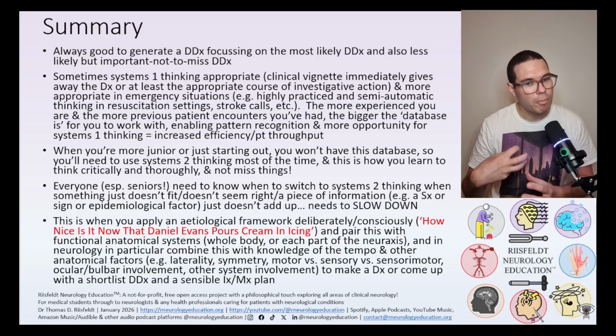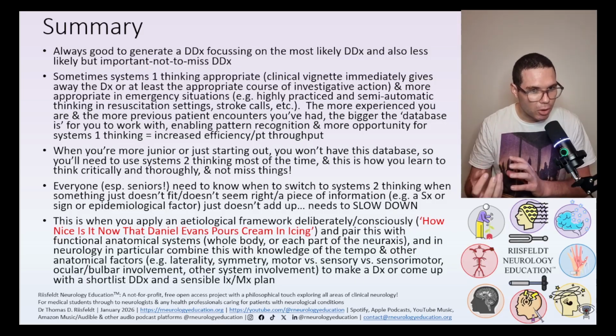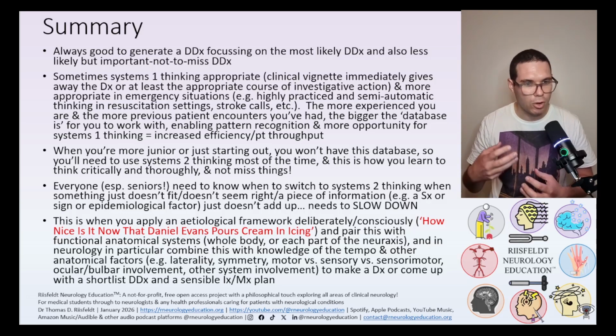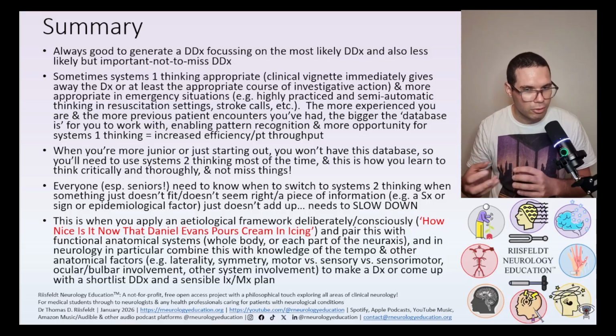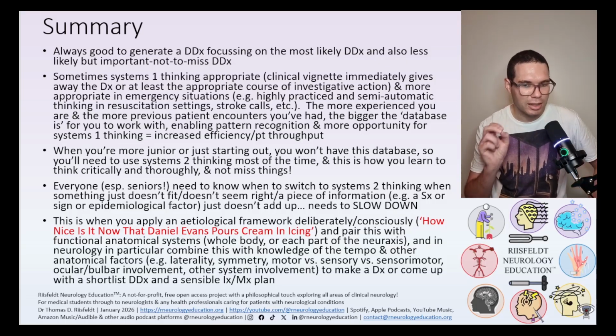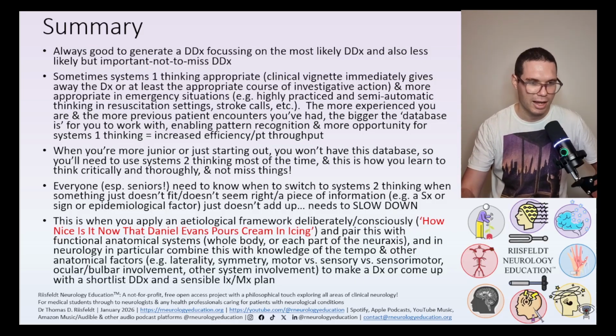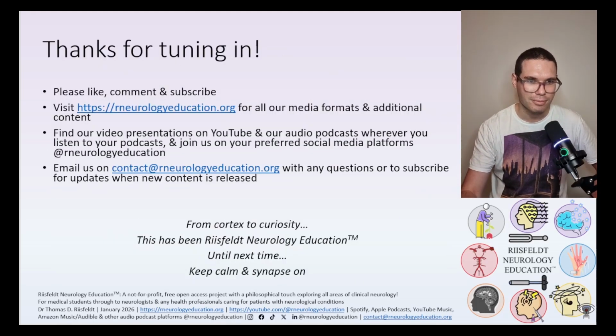And then you combine this with your knowledge of the tempo and other anatomical factors such as laterality, symmetry, motor versus sensory involvement, the presence or absence of ocular and bulbar involvement, whether other non-neurologic systems are involved or not, in order to then land on the diagnosis, or at least to come up with a short list of differential diagnoses and therefore a sensible plan in terms of the next steps to take with investigations and empiric management.